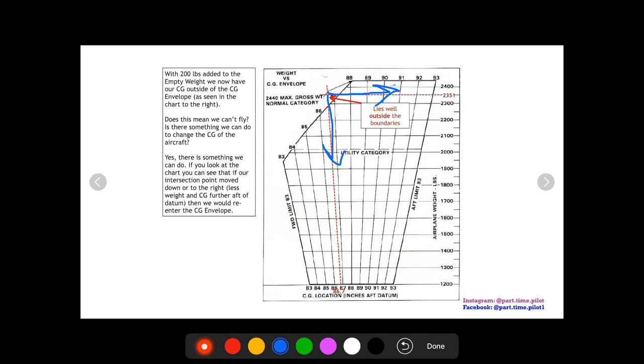Since the CG and weight are related by the moment, if you change either of them, you're going to change both of them. So what we're really going to do is move it this direction by a combination of reducing the weight. If we move the line down here, we're moving down the weight axis. And if we go over, we are making our CG further aft of the datum. Right now it's at 86.7 and we want it to go this way, so we'd love it to get higher and be further aft on our aircraft towards this aft limit over here.